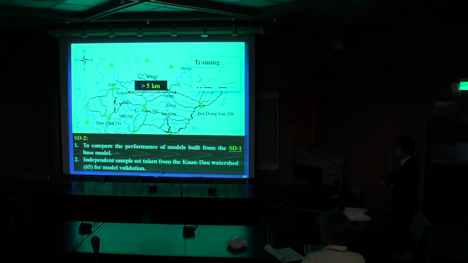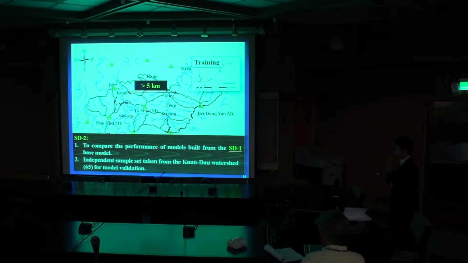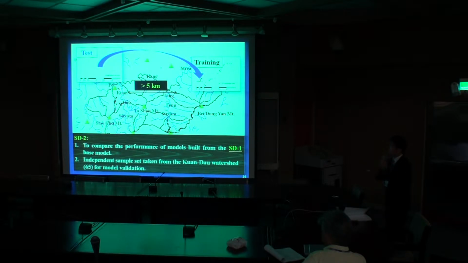And the second, SD2, we also used to compare the performance of the model built from SD1. So we also use the same data to build our model, but the test data were taken from another place across the Guandao watershed, 5 kilometers away, to test the model. How about the model performance? We want to evaluate whether a model grown only from the Dongfeng data can be applied to another place. So that's the idea we want to know.